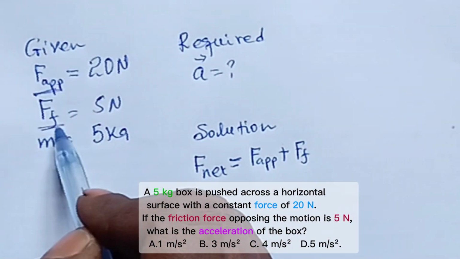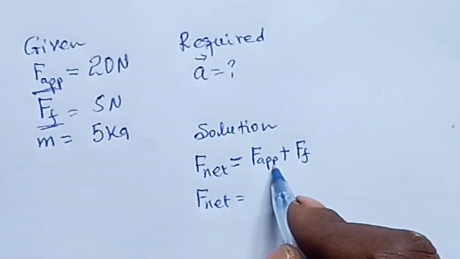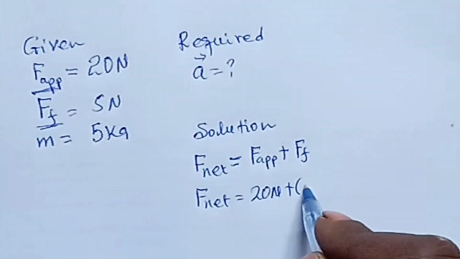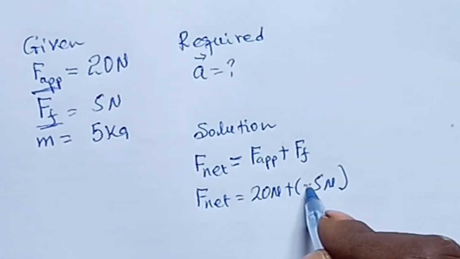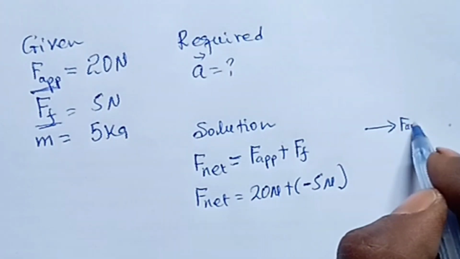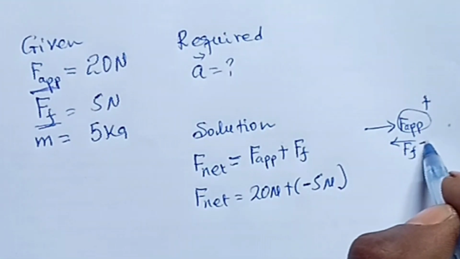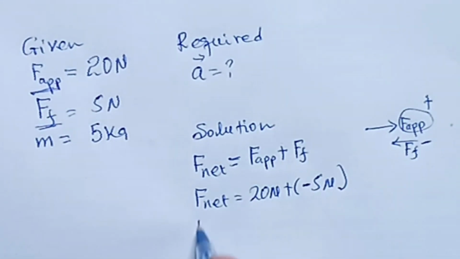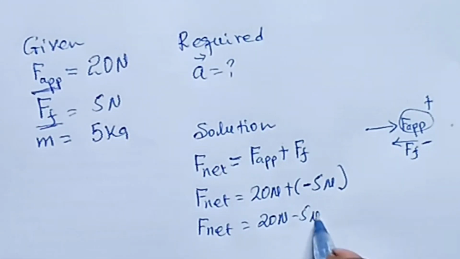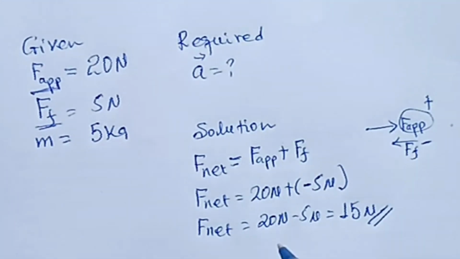Applied force and frictional force are in opposite directions, so net force is equal to applied force, 20 Newton, plus frictional force, -5 Newton. The applied force is in this direction, so it is positive, while the frictional force is in the opposite direction, so it is negative. So net force is equal to 20 Newton minus 5 Newton, which is equal to 15 Newton.